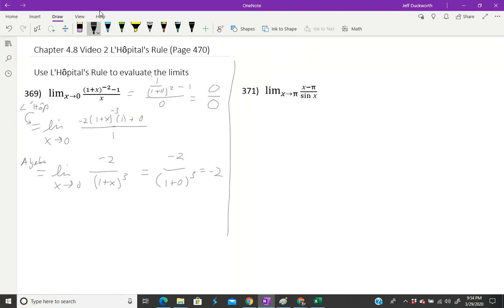Okay, so let's do 371. Here, if I evaluate this at pi, I get pi minus pi over sine of pi. And that's 0 over 0. Recall sine is 0 at 0, pi, 2 pi, 3 pi, and so forth, k pi. So now we can use L'Hopital's rule.